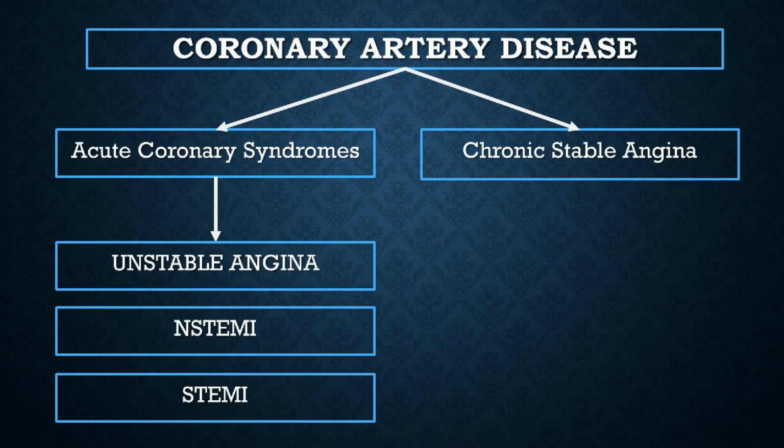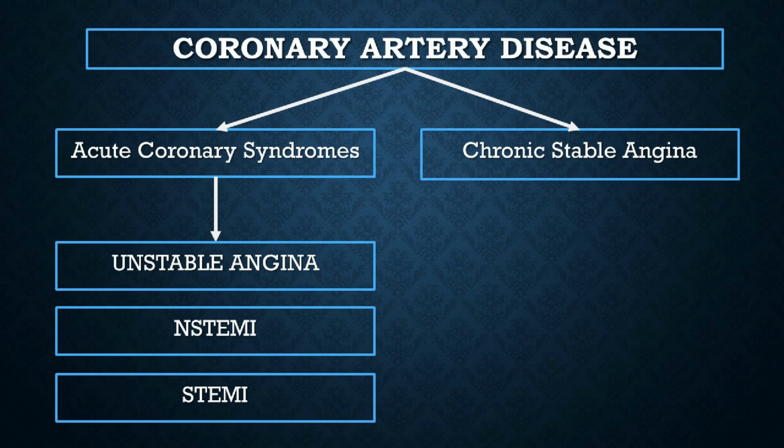Alright, so now as you can see here, we have divided the coronary artery disease into acute coronary syndromes and chronic stable angina. The coronary artery disease itself is a group of symptoms that present as a result of decreased blood flow through the coronary arteries that supply the heart muscle with blood and oxygen, which will lead ultimately to cardiomyocytes damage and necrosis.